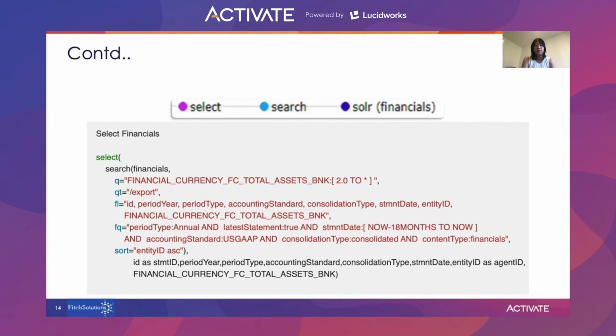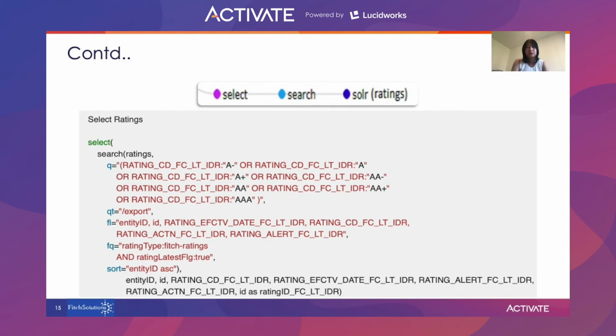We then use the select function to rename the field to a more meaningful name. Perform the sorting function on entity ID in ascending order. For rating collections, we use the search function to apply filtering on rating value and specify the rating type equal to Fitch ratings and set the rating latest flag to be true. We pick the entity ID as our sorting field and sort in ascending order. As I talked about in the previous slides, we are preparing for the later join condition.